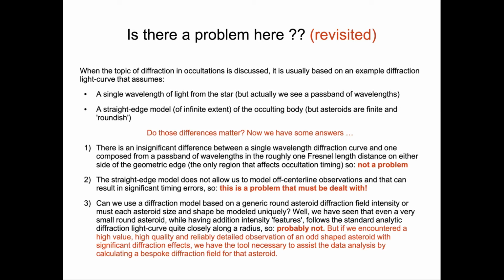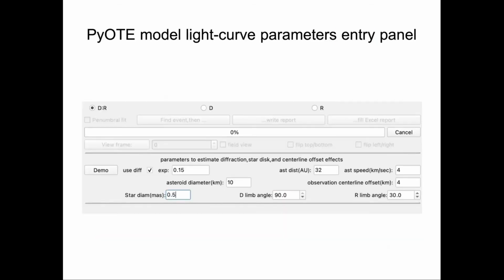So at this point, I want to move on to how this is being implemented in PyOTE. Now, one of the things I learned from the study was that I had to have this parameter. I had to be able to allow the user to specify how far off the center line he thought he was as part of the calculation of the model light curve.